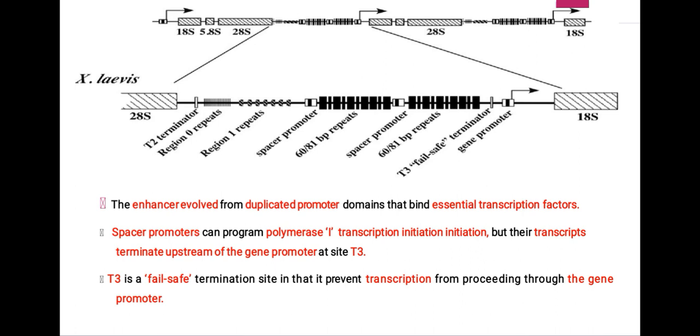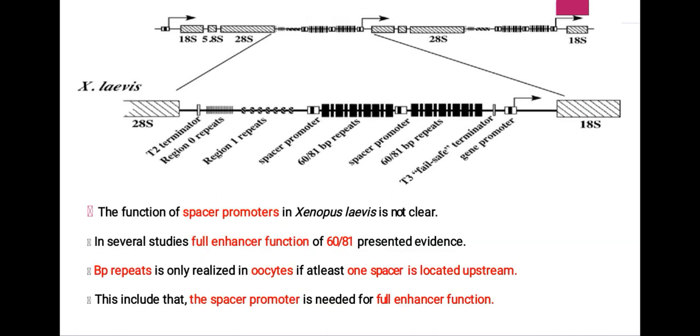Spacer promoters can program polymerase I transcription initiation, but their transcripts terminate upstream of the gene promoter at site T3. T3 is a fail-safe termination site in that it prevents transcription from proceeding through the gene promoter. The function of spacer promoters in Xenopus laevis is not clear. In several studies, full enhancer function of the 60 to 81 base pair repeats is only realized in oocytes if at least one spacer promoter is located upstream. This indicates that the spacer promoter is needed for full enhancer function.